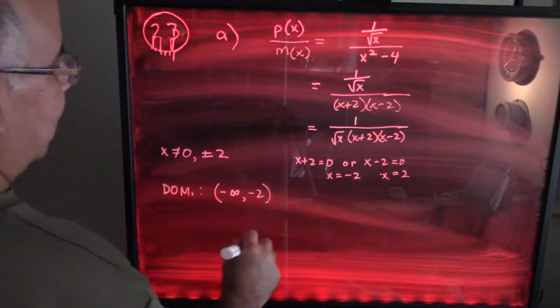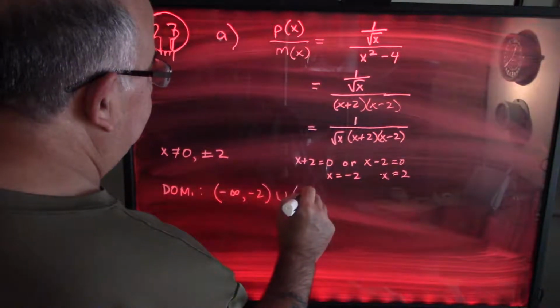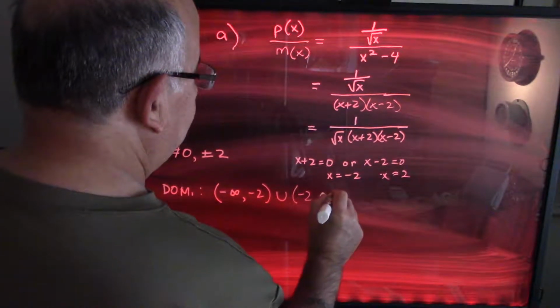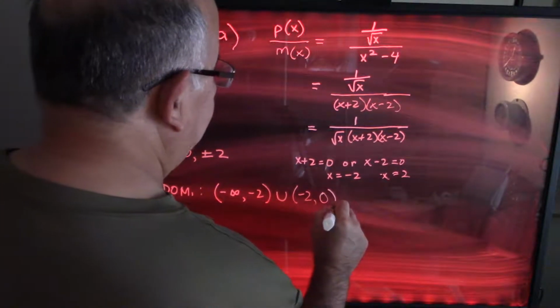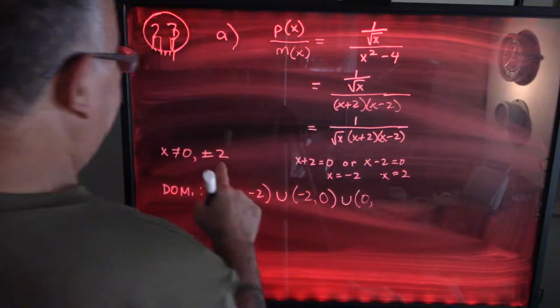Be sure to write those as parentheses. You're not including negative 2. Union. Negative 2, and then what's next? 0, right? Going left to right on the number line. And then union 0, and then what's next? Positive 2.